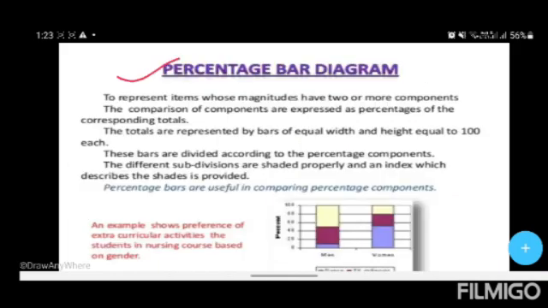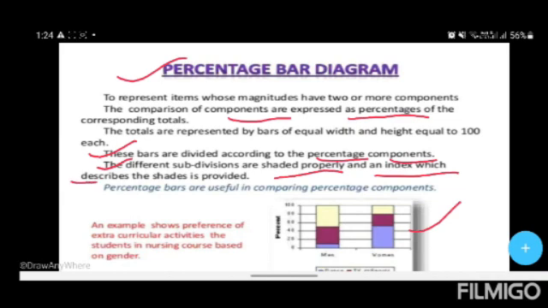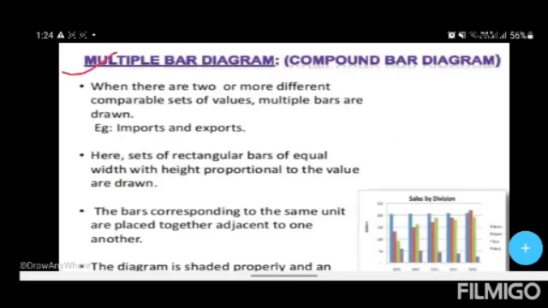Then we have percentage bar diagrams. When different bar diagrams show the components in the form of percentage, that is called percentage bar diagrams. These bars are divided according to their percentage components. The different subdivisions are shaded properly and an index which describes the shades is provided so that you can easily understand it. Then we have multiple bar diagrams.